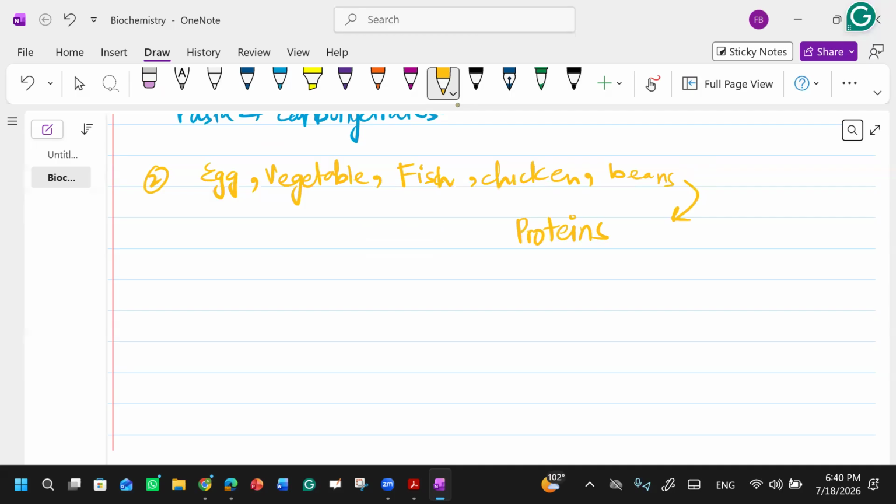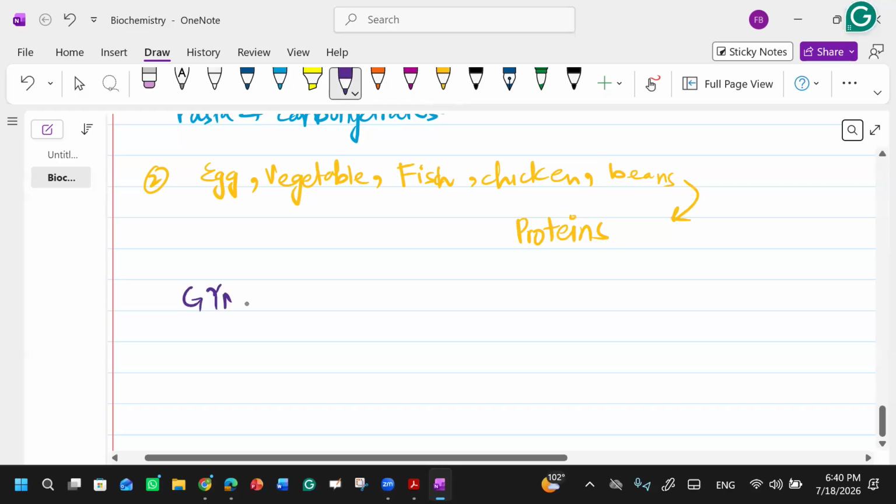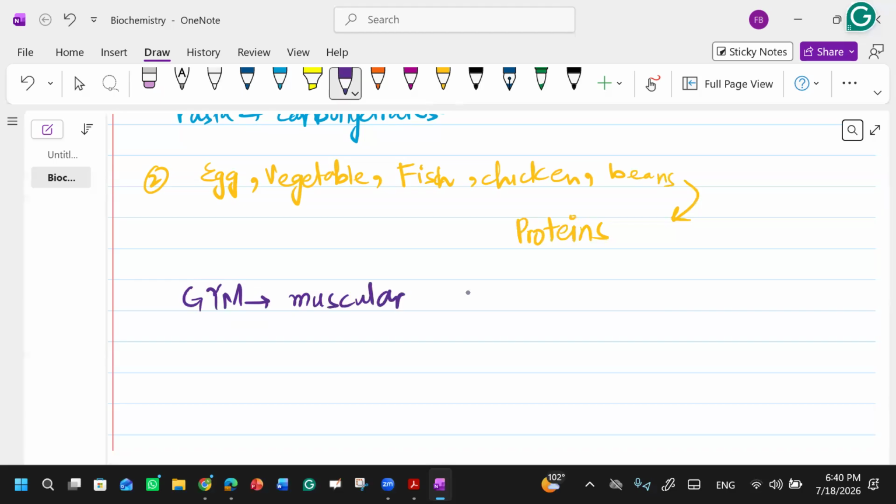Because in the gym, what is happening? What are they doing in the gym? There is muscular activity. They are performing muscular activity in the gym. And what is the function of proteins? To give energy? No, energy is about the carbohydrates. I told you the function of the proteins is related to muscles.